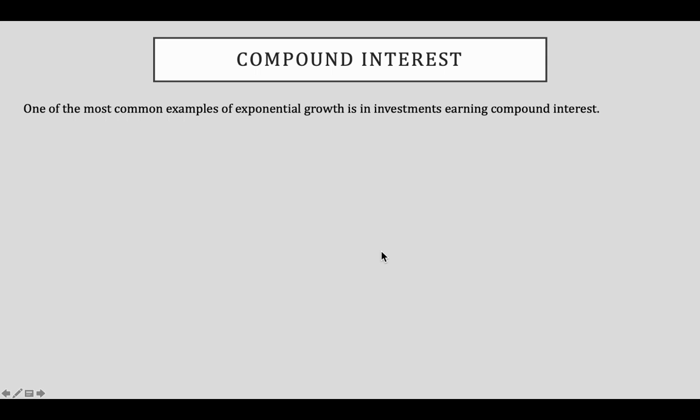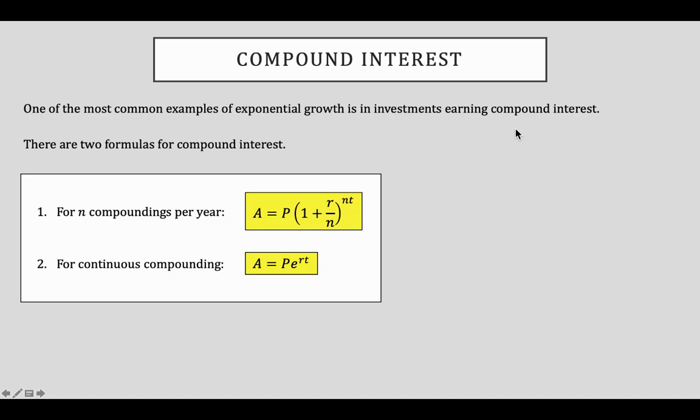All right, so now let's talk about some real life examples where we have exponential growth and exponential decay. One of the most common examples of exponential growth is in investments earning compound interest. There are two different formulas for compound interest. Formula number one is for n number of compoundings per year. Compoundings means how many times you actually earn interest.